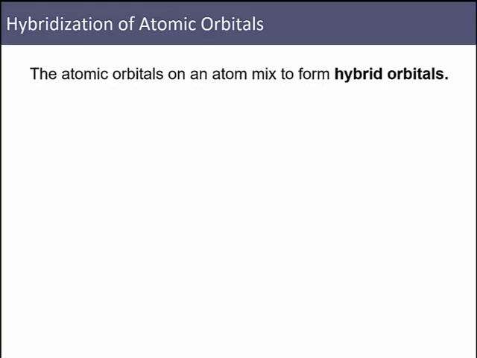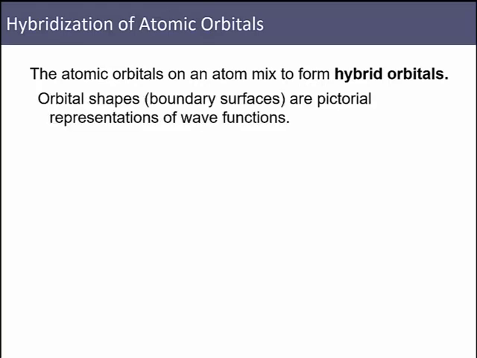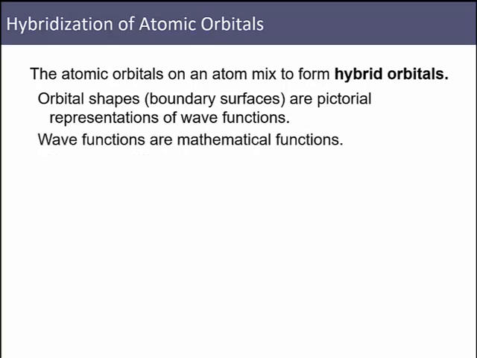So our atomic orbitals on an atom are going to mix to form hybrid orbitals. And our orbital shapes, our boundary surfaces, are pictorial representations of the wave functions. Remember, our wave functions are just mathematical functions that describe the position and the momentum of an electron, and the square of that is going to give us our probability density. But remember that mathematical functions can be combined, right?